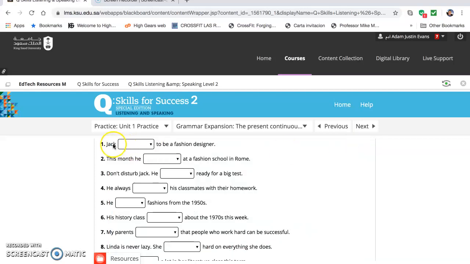So let's take a look. Jack to be a fashion designer. Is it wants or is wanting? Please do the exercise. And when you're ready, you can stop the video again. Thank you.